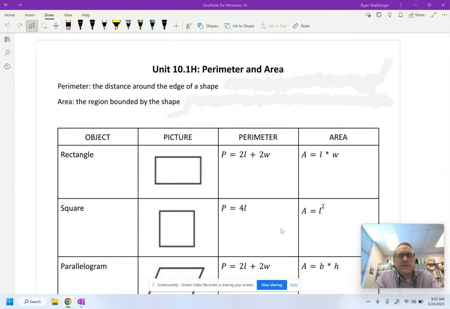Hi, welcome. This is a unit on perimeter and area. The perimeter is the distance around the edge of a shape.